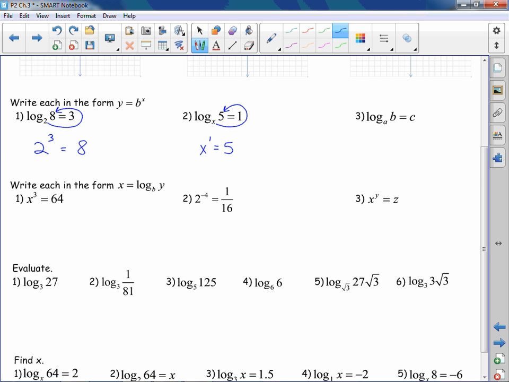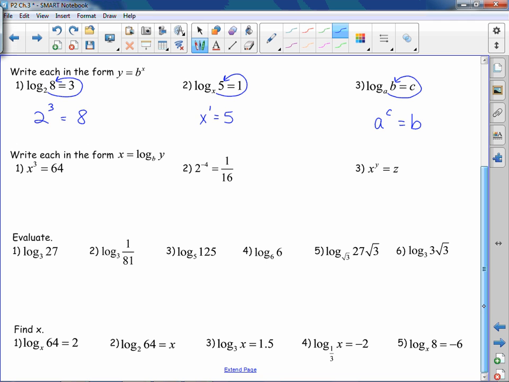And the next one, log base A of B equals C. So we'll start with A to the C equals B. And we do the same thing with writing them in logarithmic form. We start at the base, go around the equal sign and switch. So it's going to start with log. The first number will be x, your base. Then 64 comes next, equals 3. Your exponent is always what the log equals, because the log is an exponent.